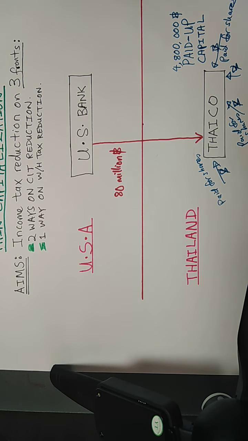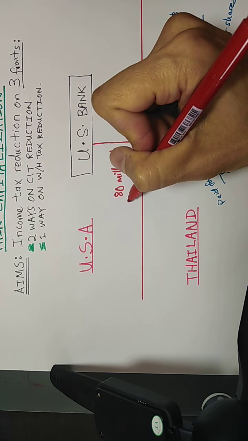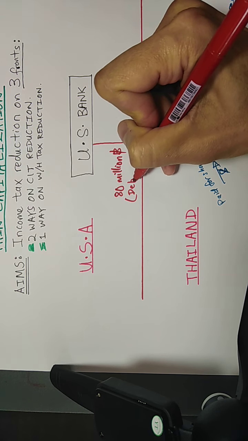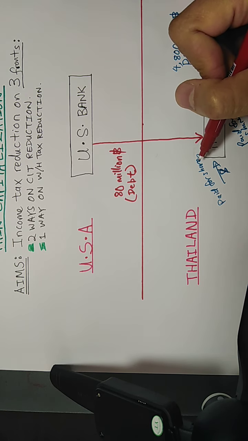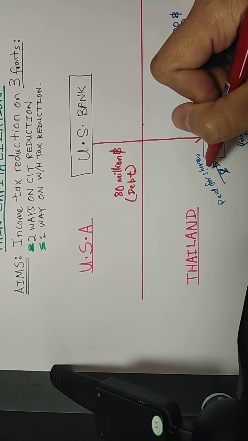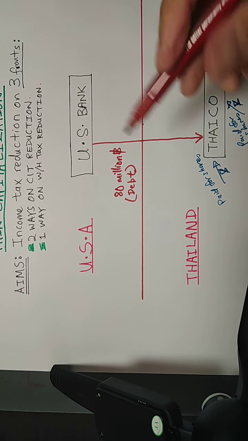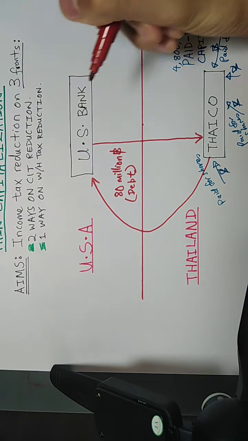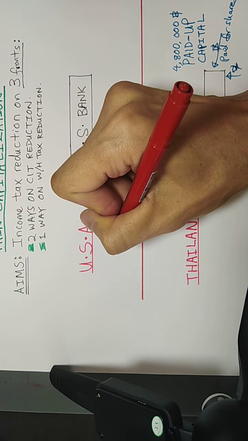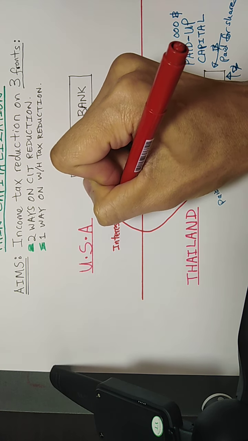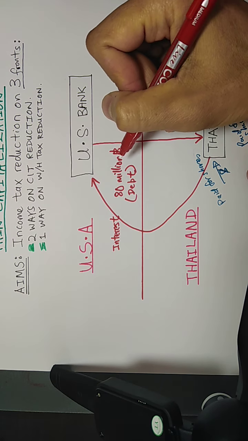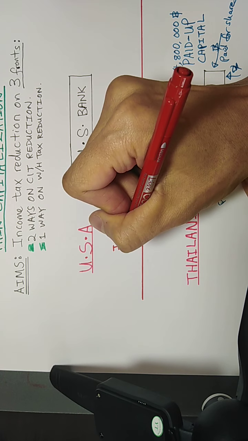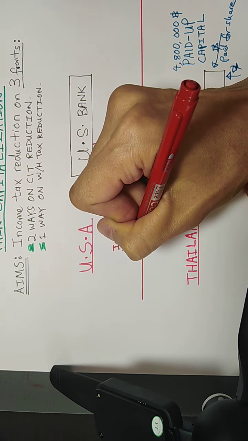Now, this 80 million baht is a debt. It's a loaned amount, which means that Thaiko would have to pay interest to the US bank. And let's say for our simple discussion, make it simple, let's say the interest payable back to the US bank is 10% interest rate.